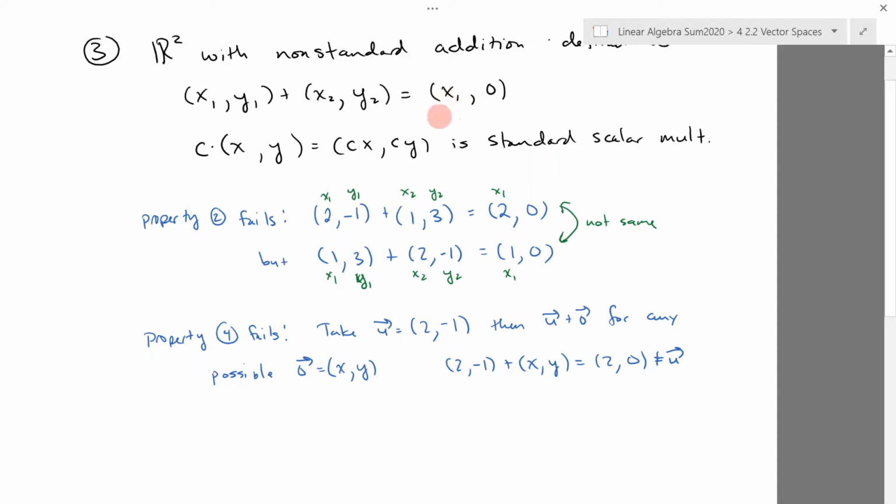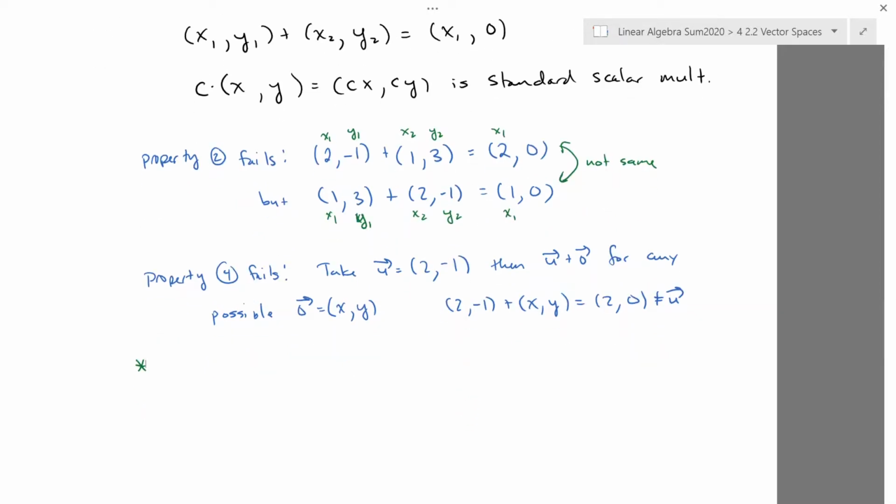But one thing to be careful about with the 0 vector is that because the addition is defined in a non-standard way, the 0 vector might not be the standard 0 vector, right? So 0 comma 0. That's why here I didn't take the standard 0 vector, but I took an arbitrary 0 vector, and you can still see that the property fails. So that's one thing to be careful about.